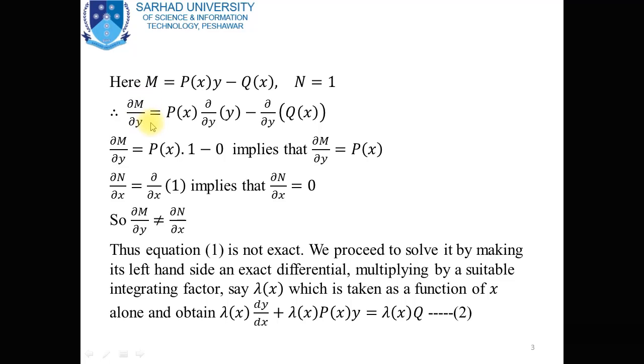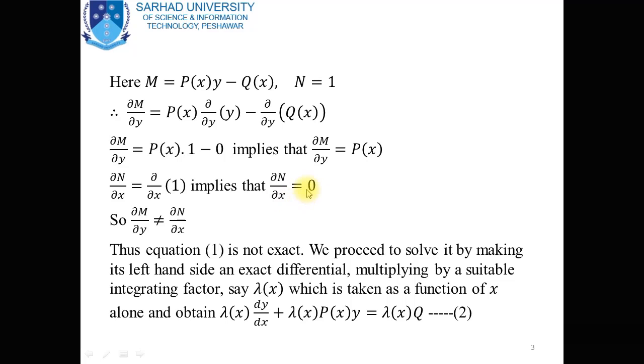So the partial derivative of M with respect to y is equal to P(x) times the derivative of y with respect to y, minus the derivative of Q with respect to y. But since Q is a function of x, its derivative with respect to y will be 0, and the derivative of y with respect to y is equal to 1. So partial M by partial y is equal to P(x). And now the partial derivative of N with respect to x: since N is equal to 1, it will be equal to 0.